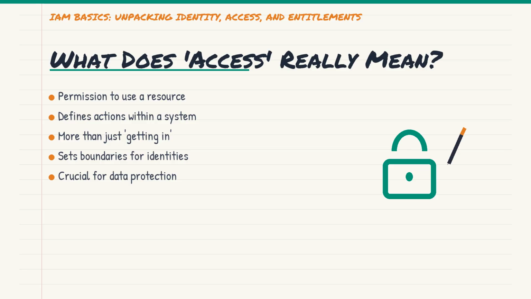Think of it like having a ticket to a concert. The ticket grants you access to the venue, but it doesn't necessarily give you access to go backstage or meet the band. Access defines the boundaries and capabilities of an identity. Without proper access controls, even a verified identity could wreak havoc or expose sensitive information.